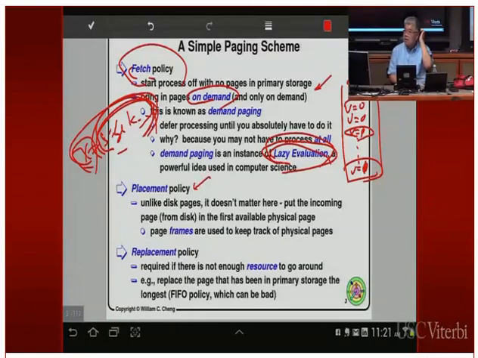What about placement policy? When you put data in memory, it doesn't matter where you put that piece of data. Since we're doing paging, we're fetching 4 kilobyte pages at a time, and we divide both physical memory and virtual memory into 4 kilobyte pages. Because of the nature of physical memory, it doesn't really matter where you place them. The access time of these pages is exactly the same. If you put them at the beginning, the end, or the middle of the physical memory, the access time is all the same. Therefore the placement policy is that it doesn't really matter. You can put it anywhere.